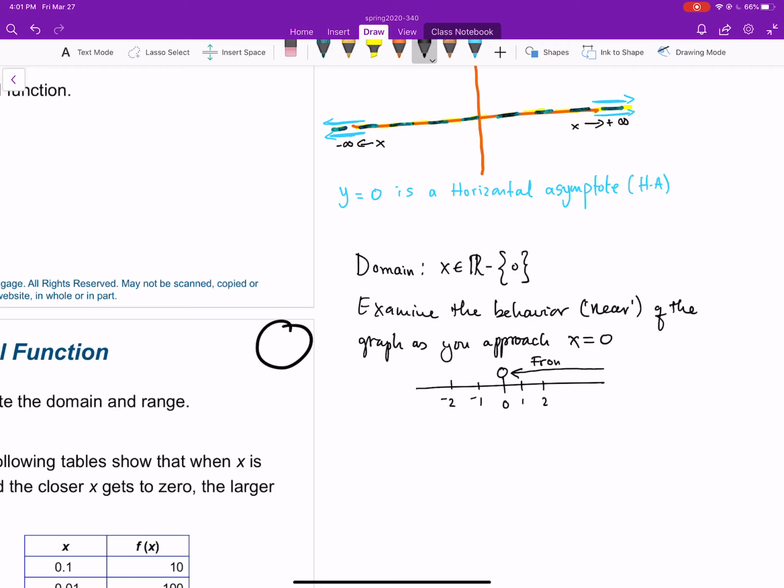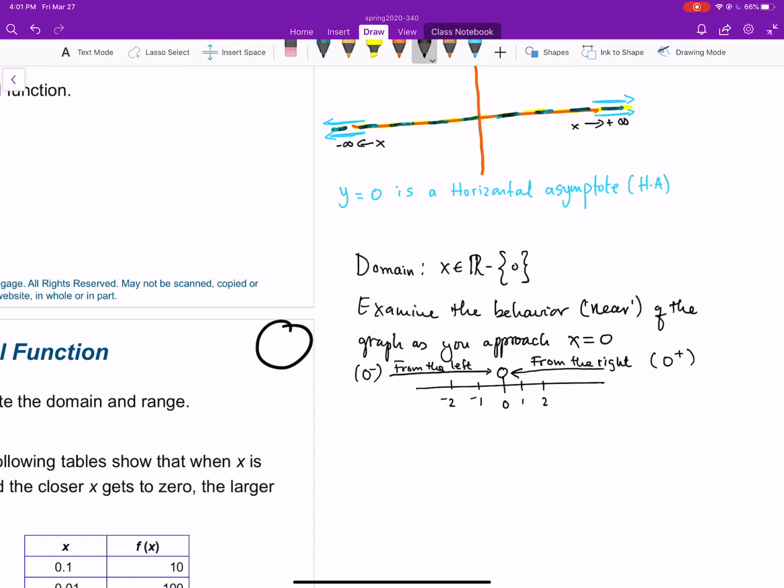This is from the right. And we normally denote it by 0 with a plus at the top. And then I also want to know what happens because I can approach 0 from 2 different places. And this is from the left. And we denote that with a 0 with a minus at the top. I want to know what's happening when I approach 0, either from the right or from the left of that value where it's undefined. So let's examine that.